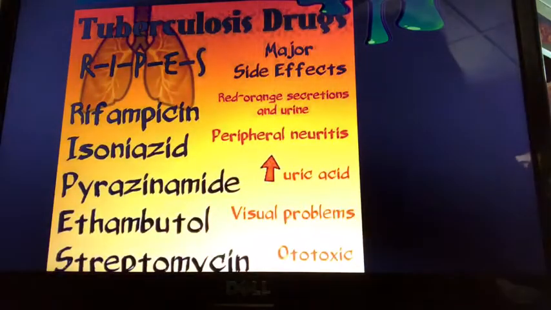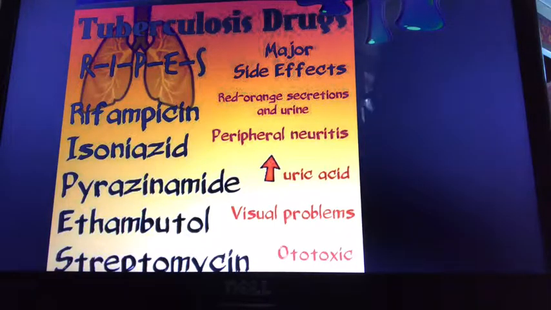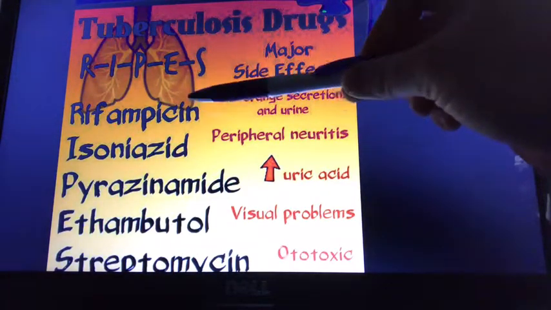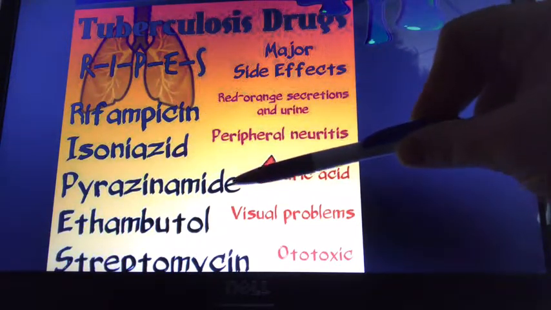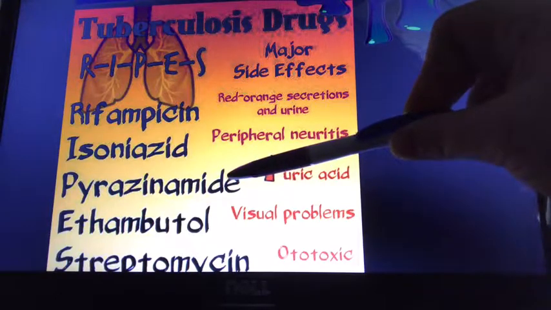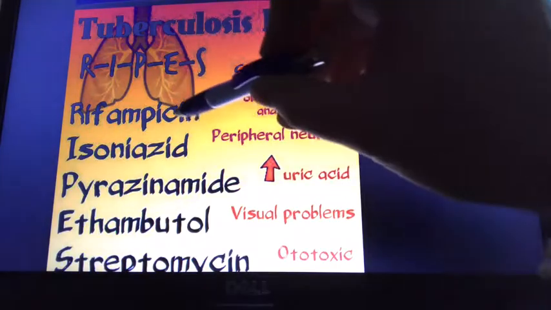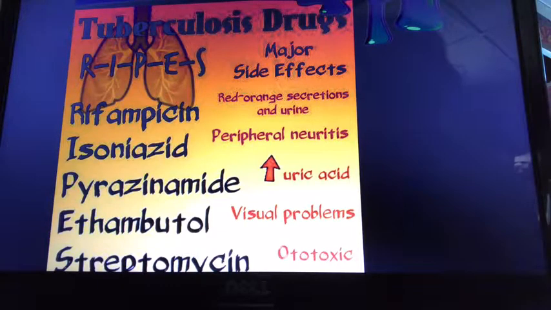Antitubercular medications. So tuberculosis is a serious disease. This slide shows you that there is a mnemonic phrase to help you remember the names of the medications related to tuberculosis, and that's RIPES. R for rifampin, I for isoniazid, P for pyrazinamide, ethambutol, and streptomycin. And each of these are connected with a specific effect. So each of them cause different things.